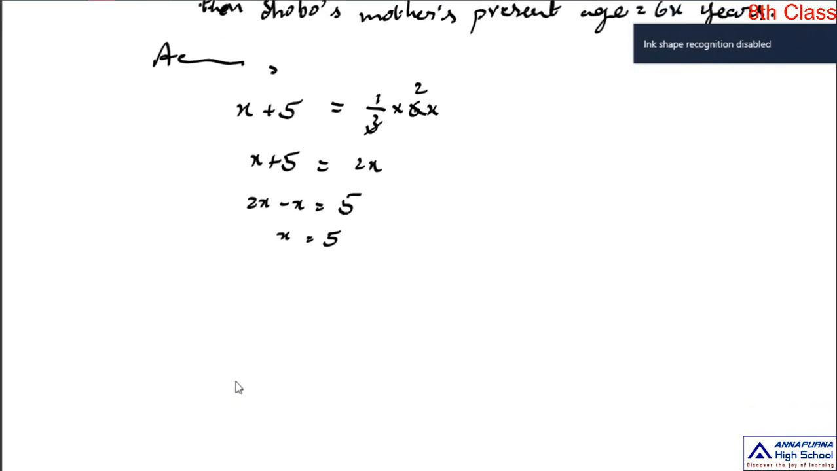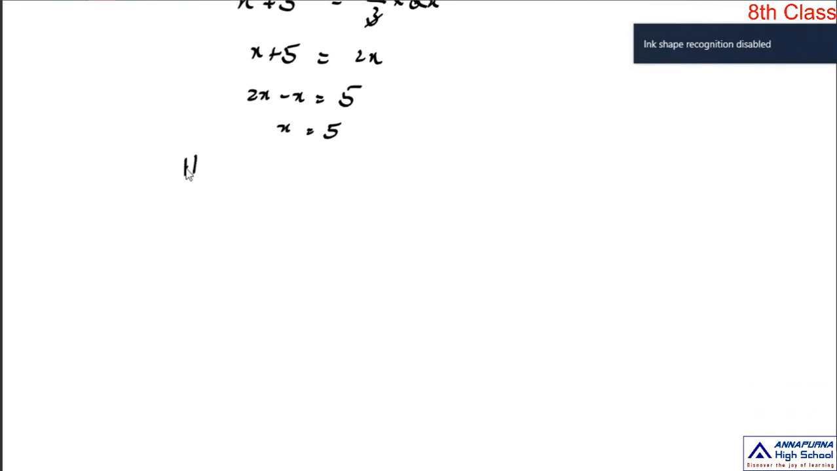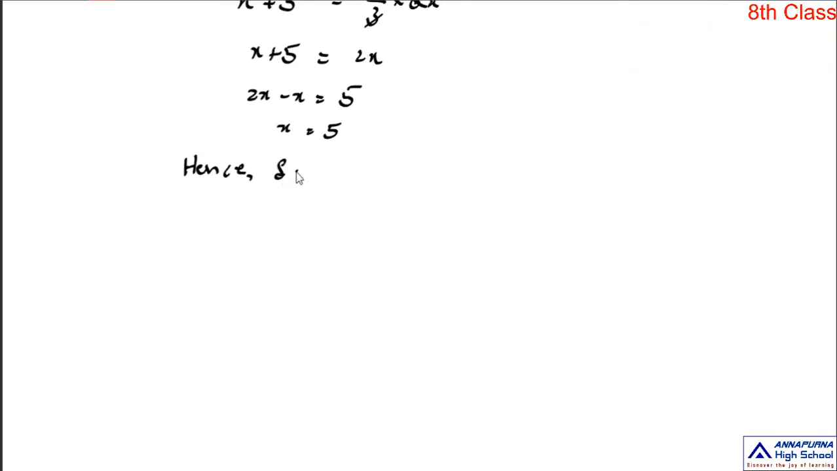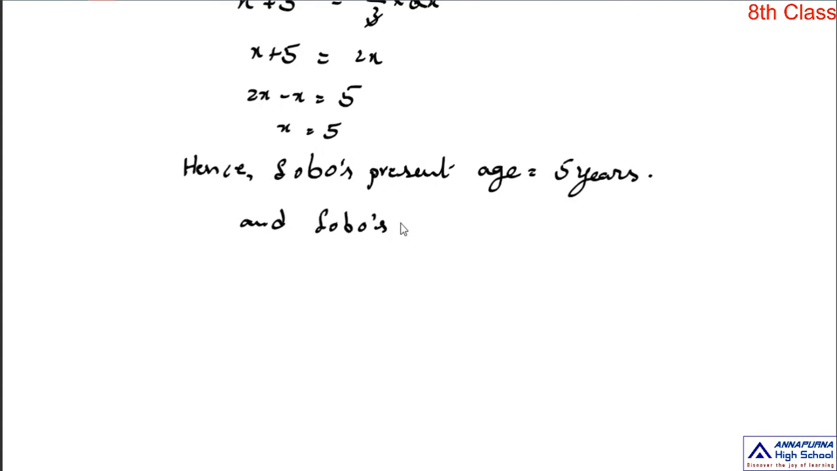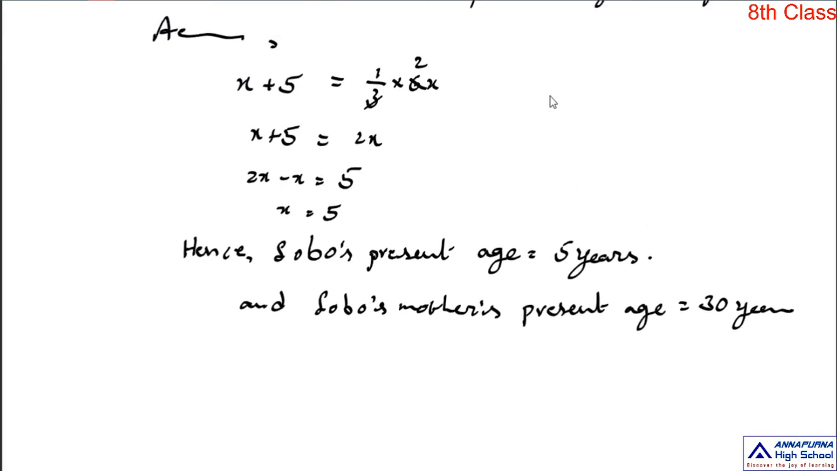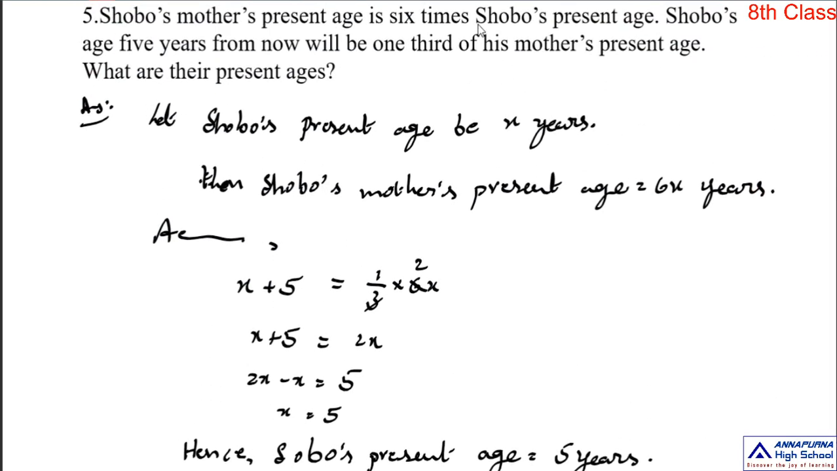So hence Shobha's present age is equal to 5 years and Shobha's mother's present age is equal to 6 times, so 6 fives, 30 years. So this is the fifth question. Let's come to the sixth one.